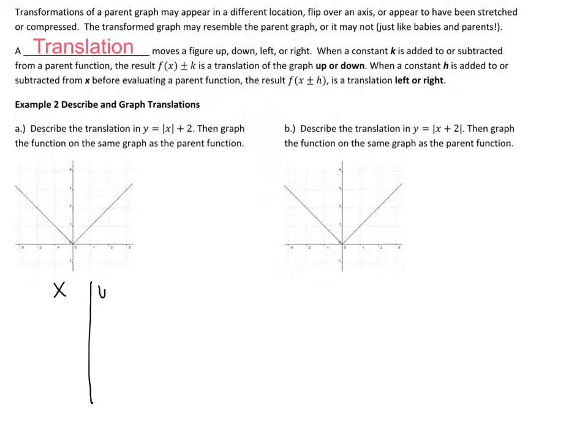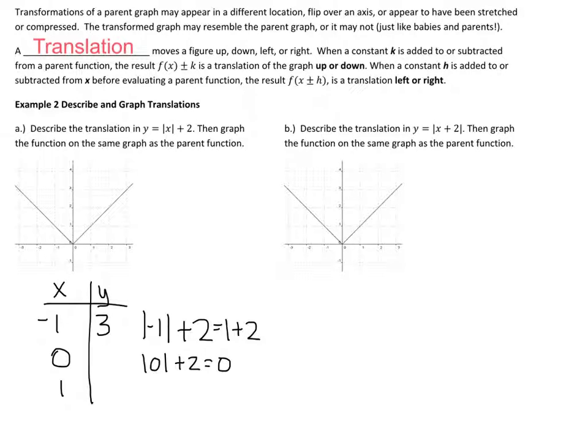So we have x, y, and we've done these before, so we know that we can choose a few different values. I'm just going to start out with -1, 0, and 1, and see if that gives us enough information. Remember, if it doesn't create a V, we're going to have to use some other values. Using -1, we have the absolute value of -1 plus 2. The absolute value of -1 is positive 1, so we end up with 1 plus 2, which is 3. The absolute value of 0 plus 2 is equal to 0 plus 2, which is 2. And the absolute value of 1 plus 2 is equal to 1 plus 2, which is 3.